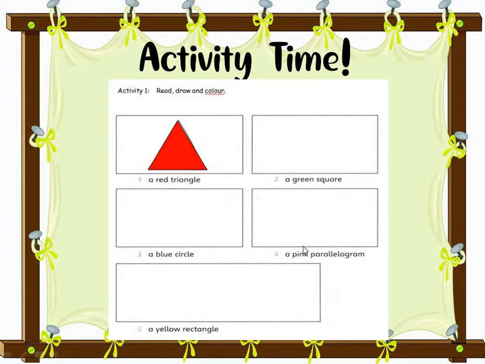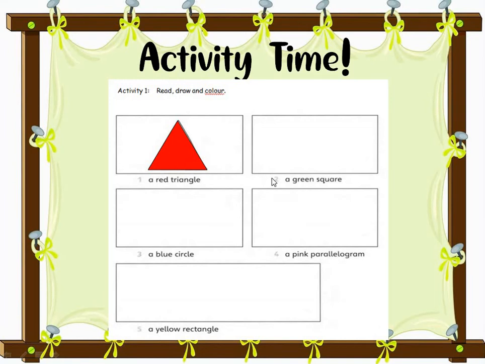Okay, activity time. So today you have two activities. First, activity one, read, draw, and color. Read, draw, and color. So, contoh, example, teacher dah bagi. Number one, a red triangle. A red triangle. So, you draw a triangle. Okay, lukis. Lukis segitiga. And color. Apa warna dia? It is red. So, you color it red.